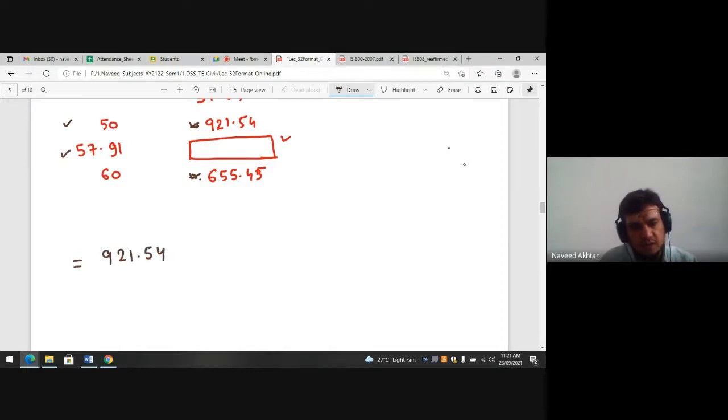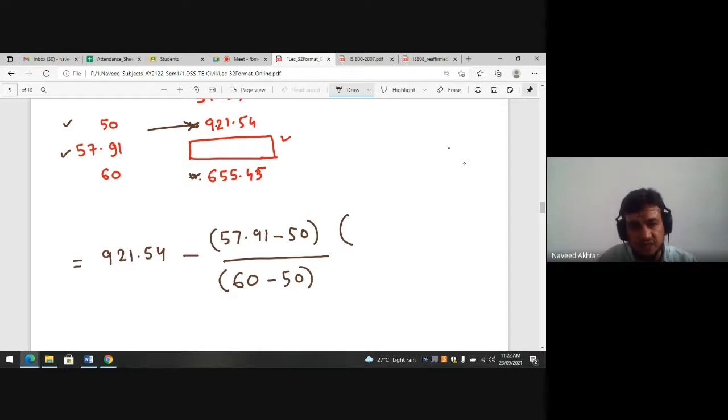921.54 minus, okay, I will relate it with the 50, so it will be 57.91 minus 50, because this value is of 50. So this is the greater value, that's why we have minus sign, and then the difference between the extreme value is 60 minus 50, and then the difference between the extreme value of this.